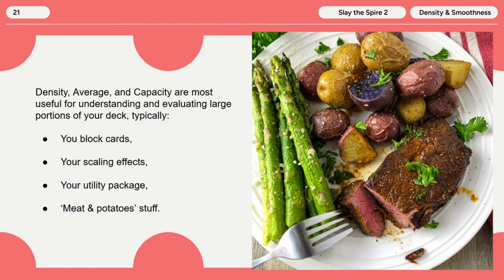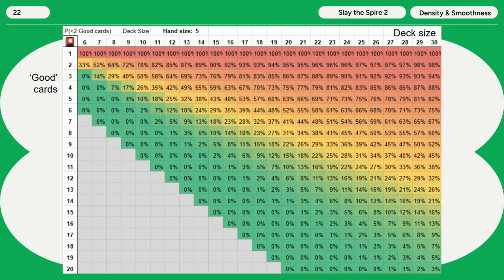Just while we're at this kind of top level though, this is a table or a graph of the likelihood to draw a hand of less than 2 good cards in a typical hand of 5 cards. Across the top is your deck size, so your total number of cards, 15 cards, 20 cards, 25 cards, and running down the left hand side here is the number of cards in your deck you would consider quote unquote good. In the case of trying to block, something like the Waterfall Giant's Explosion, you count all of your block cards as good cards, right?